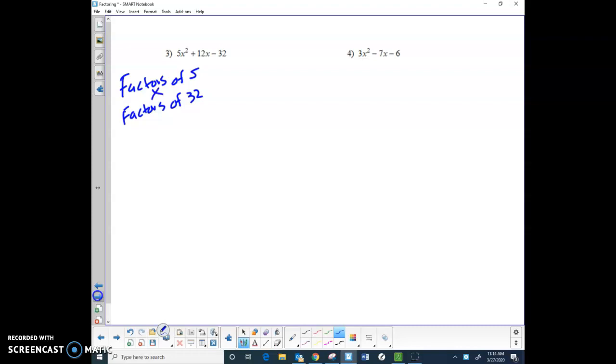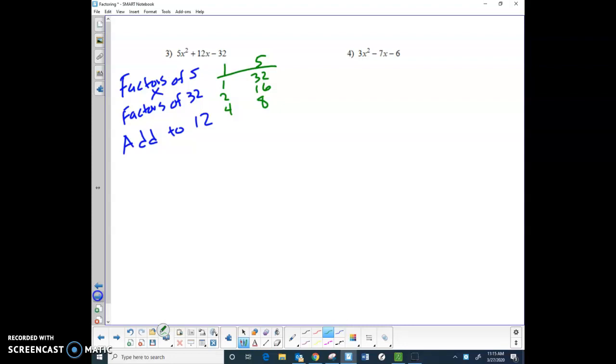We're going to multiply those together, and we are going to add those factors, multiplied factors, to get 12. So my factors of 5, I've only got 1 and 5, so that's not so bad. 32, I've got 1 and 32, 2, 16, 4, and 8. All right, so now I'm going to take combinations of these.